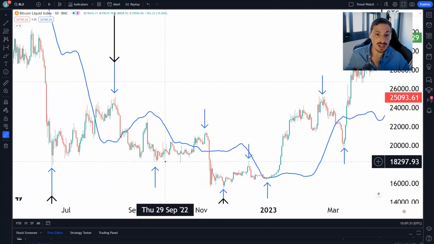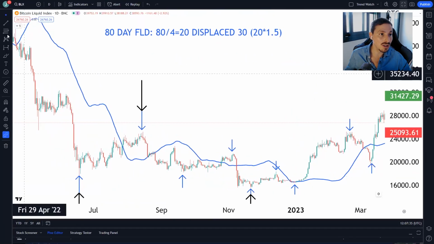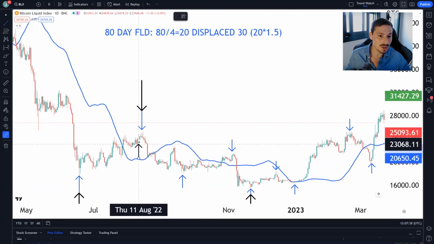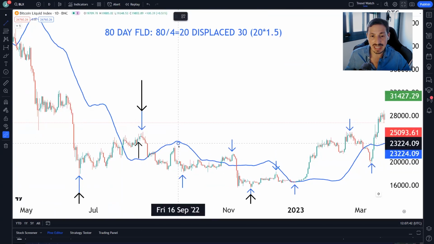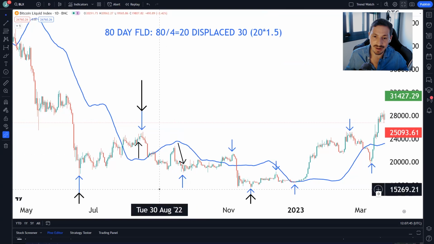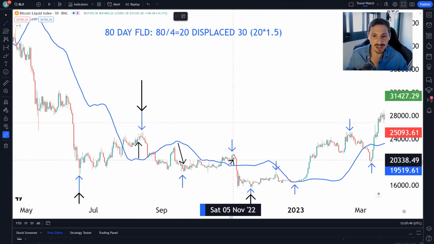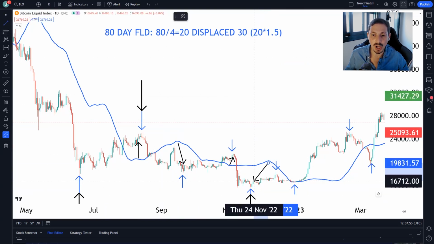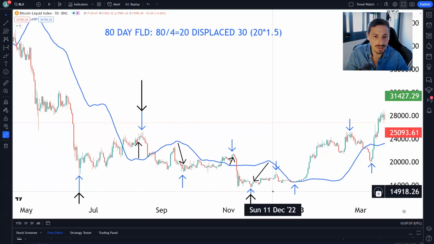And so I want to zoom in here in 2022 on Bitcoin, and you can see that whenever the FLD was making a low, prices did make a high. It's not a perfect match, but it is close enough. At least it gives you a ballpark estimate of where you should be expecting a low. Again, it is not perfect, but it gives you somewhat of an estimate of when to expect a high or a low of any given cycle by looking at the FLD.